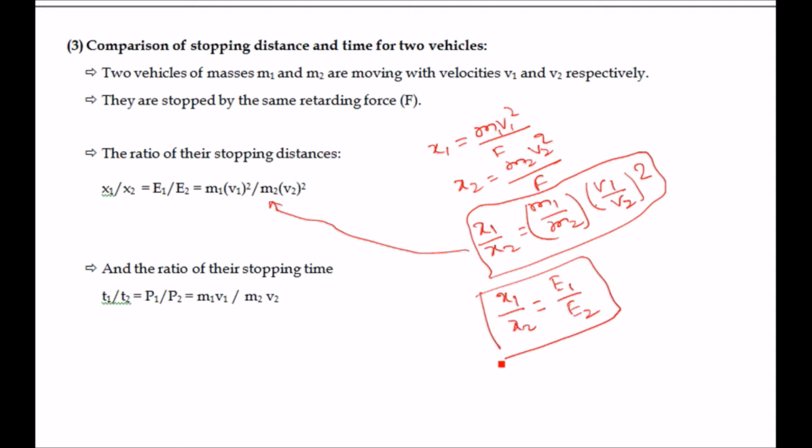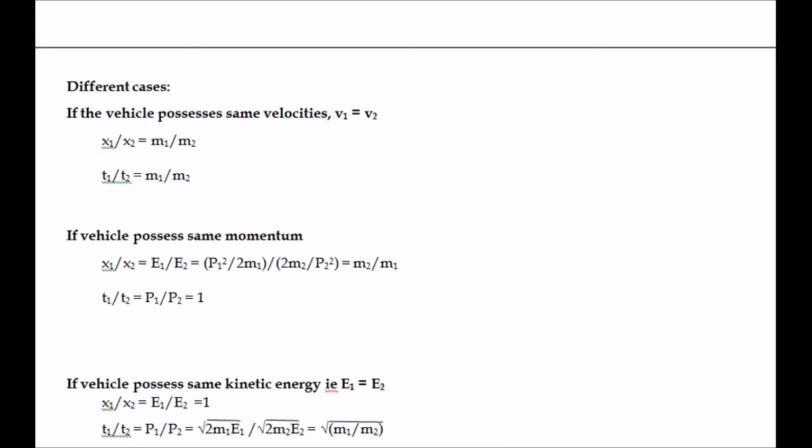So as the value of force is constant, it will get cancelled out. So finally we get the ratio of stopping distance x1 by x2 is equal to E1 by E2, and is equal to m1 by m2 into (v1 by v2) square. Now we can calculate the ratio of their stopping times, and stopping time is given by t1 by t2 is equal to p1 by p2, and it's equal to m1 v1 divided by m2 v2. What kind of inference we can make from these two ratios, we will learn about those things.